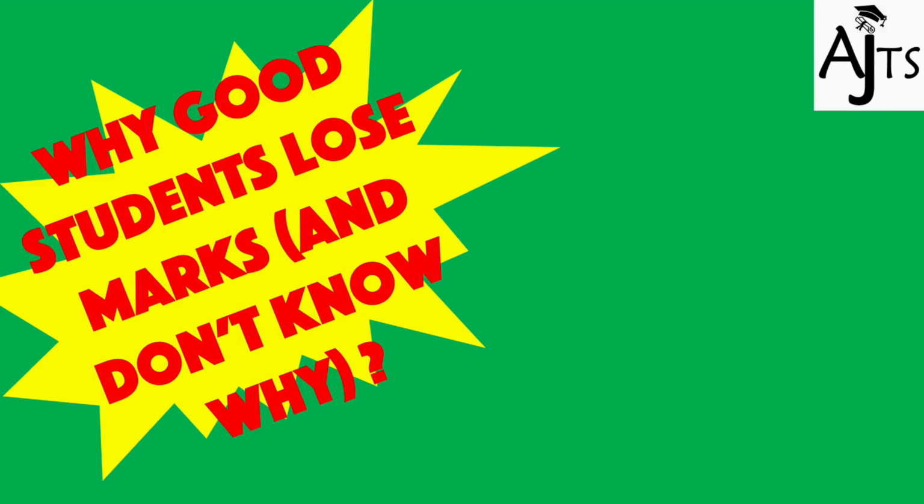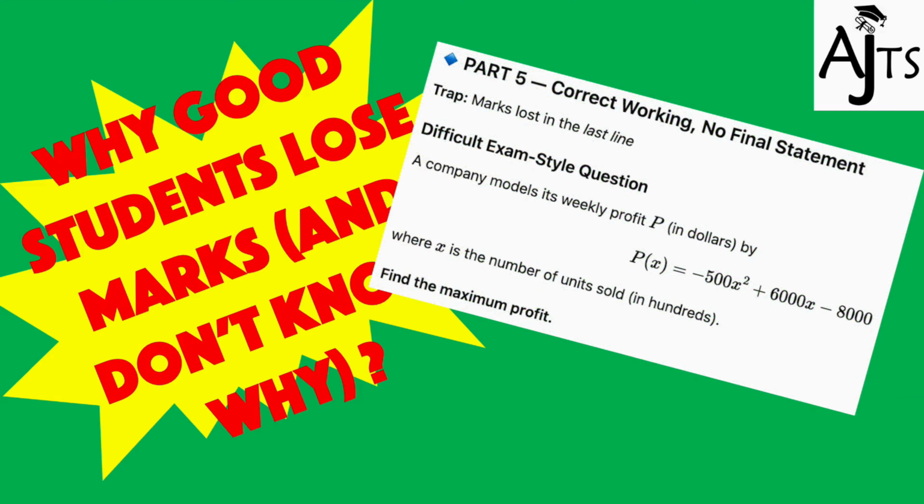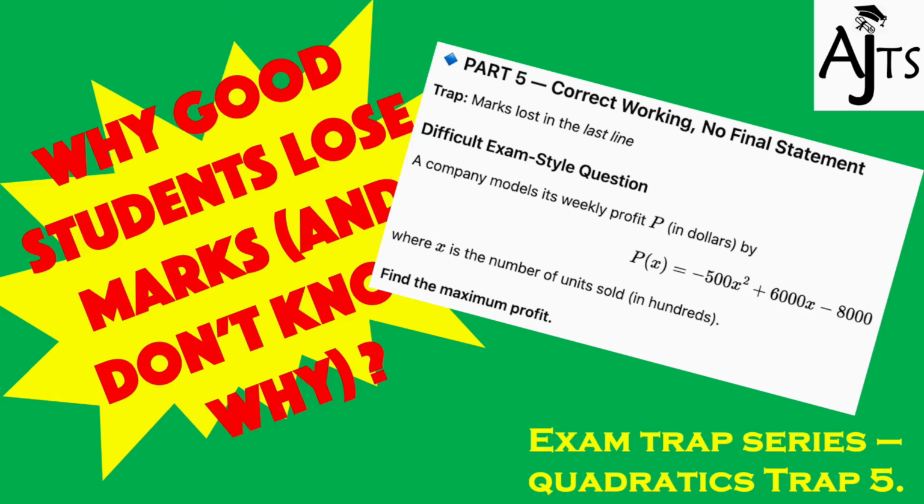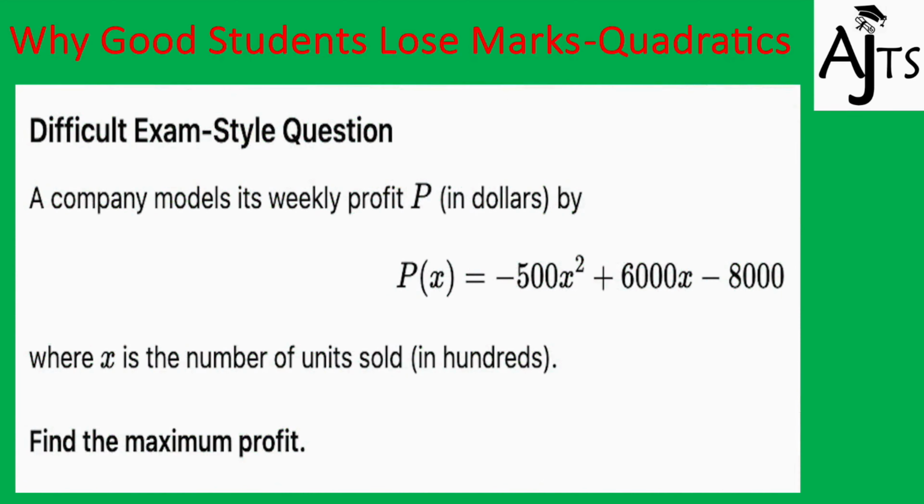This final exam trap shows how students lose marks in the last line. All the working is correct, but there's no final statement, no units, and no conclusion, and the marks disappear. In this exam question, this is where good students lose marks.